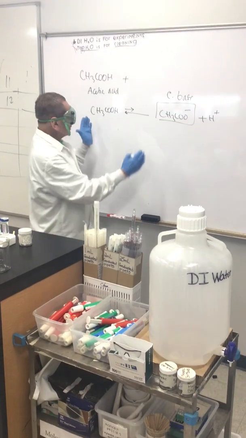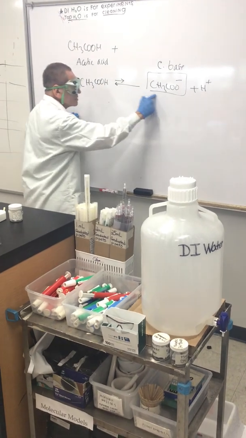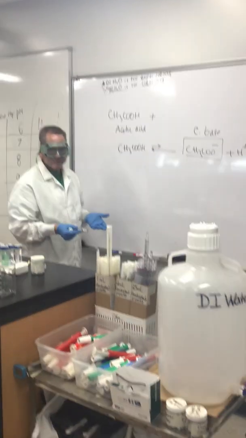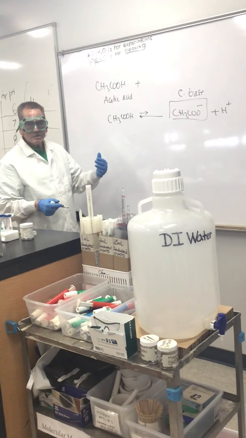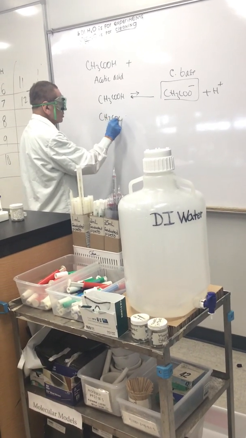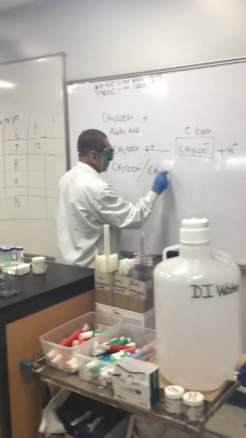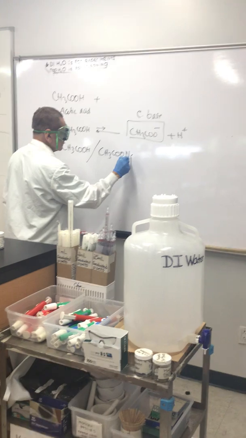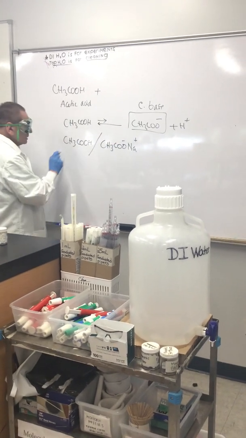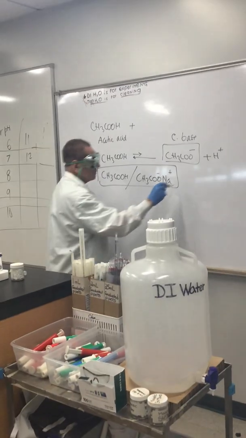Got it? Now if I mix the acid and the base, the weak acid and the conjugate base, I get a buffer. And we call this acetate buffer because it's acetic acid. So therefore, CH3COOH, the acid, and CH3COONa, sodium acetate, both will create for me a buffer.